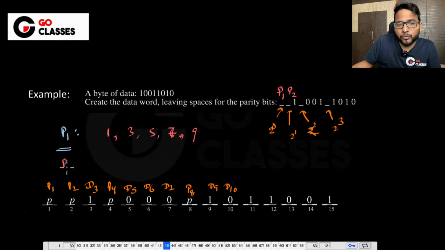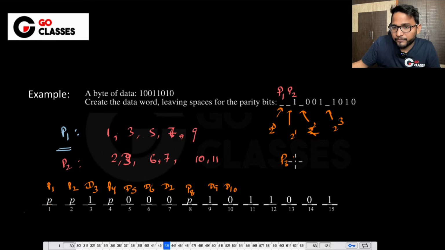And similarly for P2, you take 2, which means 2, 3, and leave out 4 and 5, and then take 6, 7, leave out 8 and 9, take 10 and 11, like that, right? This is P2. And similarly P3 will be: take 3, which means 3, 4, 5, and then leave out 6, 7, 8, then 9, 10, 11.